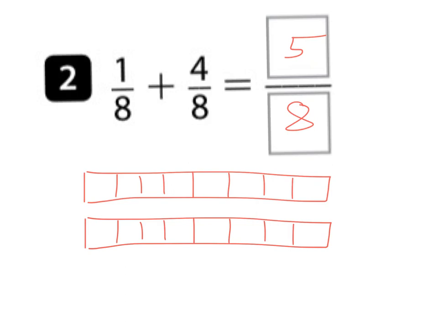Alright, so we're going to go ahead and shade in 1/8 on the first one. On the second one, we're going to shade in 4/8. Alright, now we're going to add all these together. 1, 2, 3, 4, 5. 5 is our numerator, and denominators always stay the same because we are dealing with 8s.